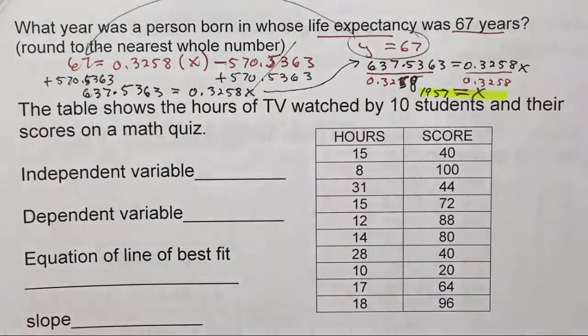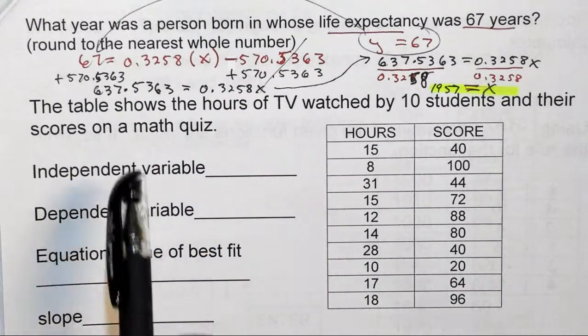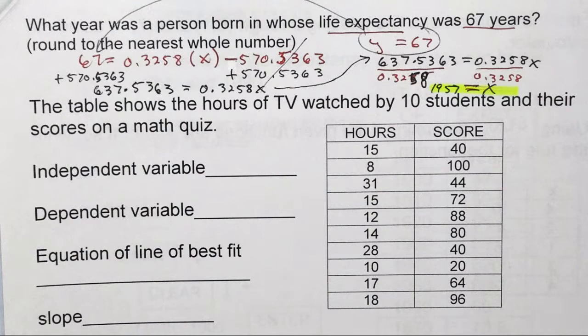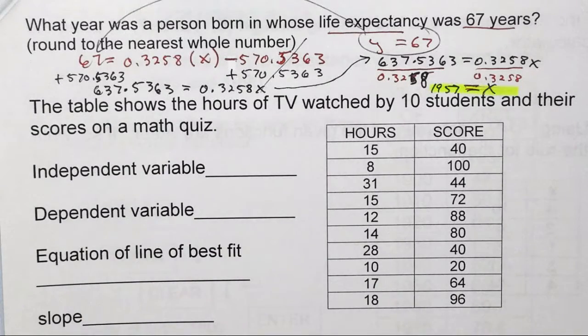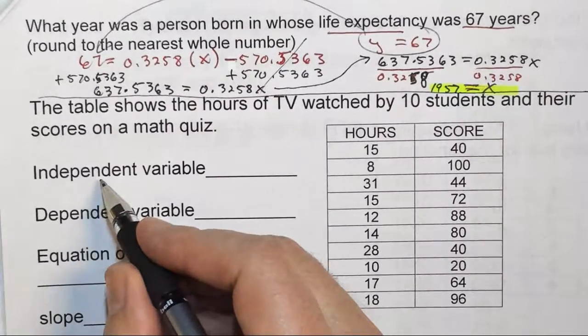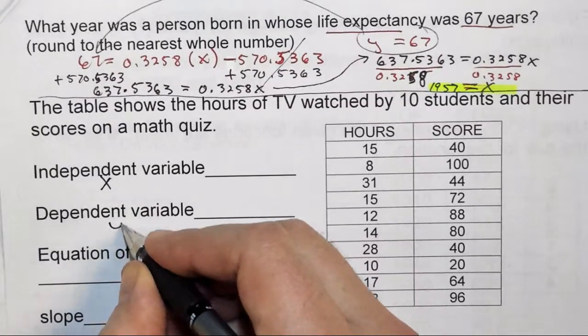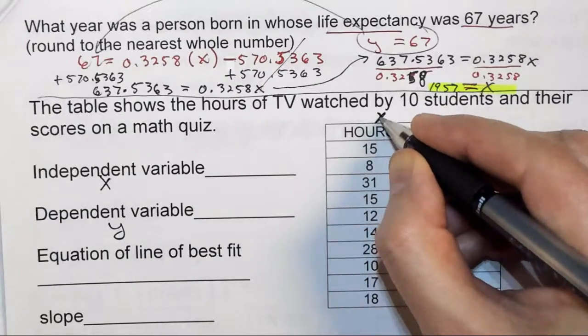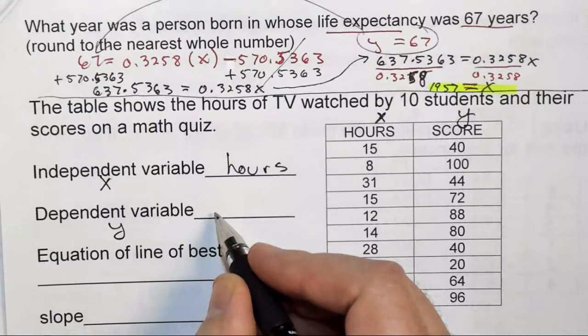So I want you to do the same thing on this problem here. This is the exact same work we just did. You're going to have to figure out some things. Before we do that, though, we need to read what it is. Grant, can you read what this one is about? The table shows the hours of TV watched by 10 students and their scores on the math. Okay, so the independent variable, is that X or Y? X, and the dependent? Y. Okay, which one's going to be X here? Hours. Which one's going to be dependent? Scores.